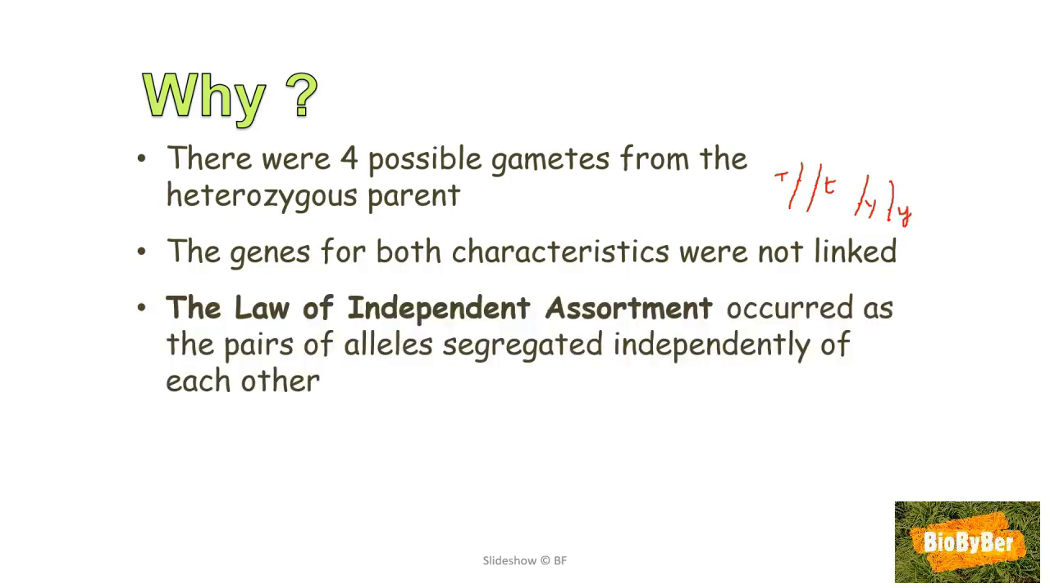We also get the 1:1:1:1 ratio because the law of independent assortment occurred. In other words, the pairs of alleles, the big T and the small t, separate. They go into separate gametes entirely independently of the other pair of alleles. The Ys will separate from each other and go into gametes separately, totally independently of what the Ts do.